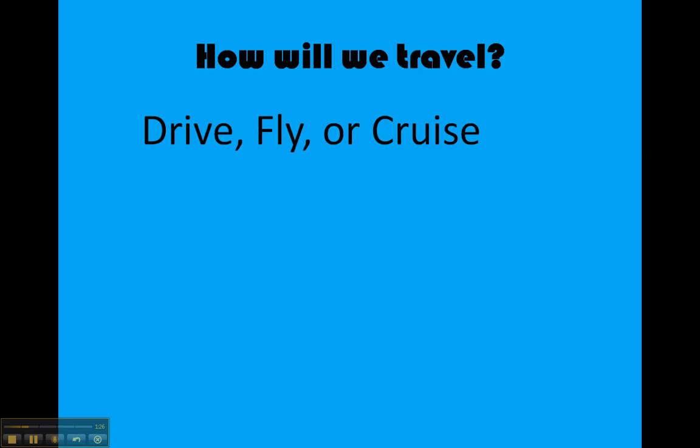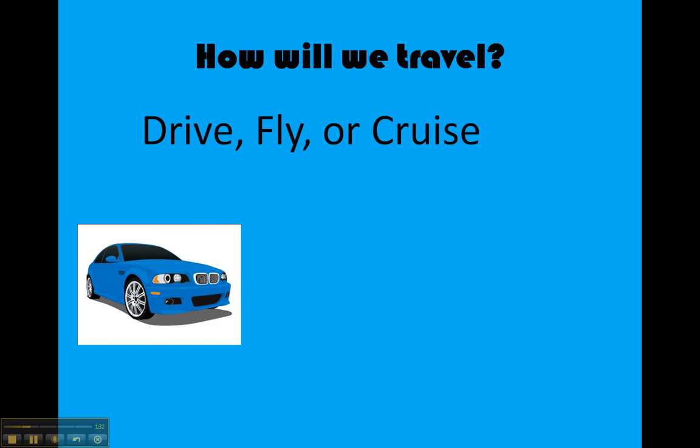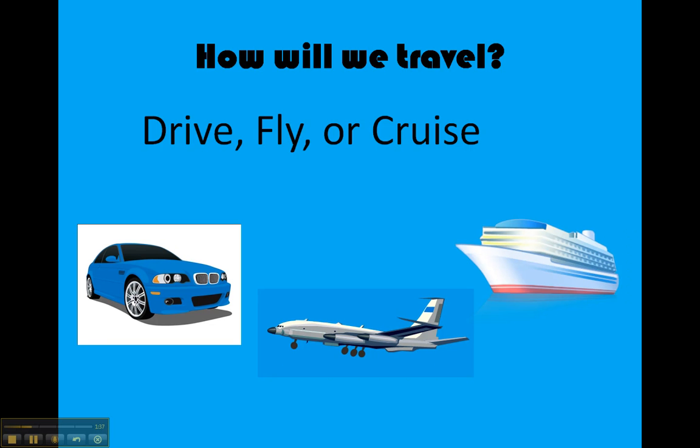Next, how will you travel? You need to pick one of the three choices. Are you going to drive? Are you going to fly? Or are you going to take a cruise? Once you've picked your mode of travel, then you need to go to a travel website and pick the three cheapest modes of travel for the one you've chosen.